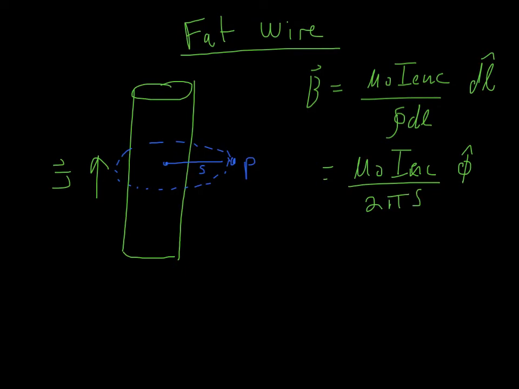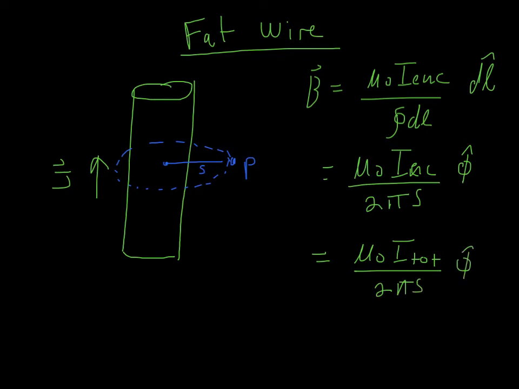Because I'm on the outside, I could actually say this is I total. That's like we said Q total before. So I could be done here. It's going to be equal to mu naught I total, because I'm enclosing the total current on this thing, over 2 pi s phi hat.